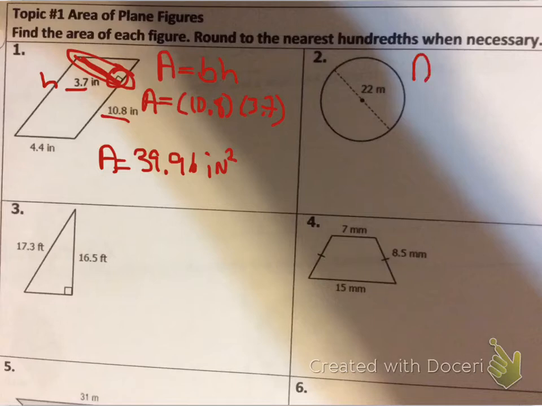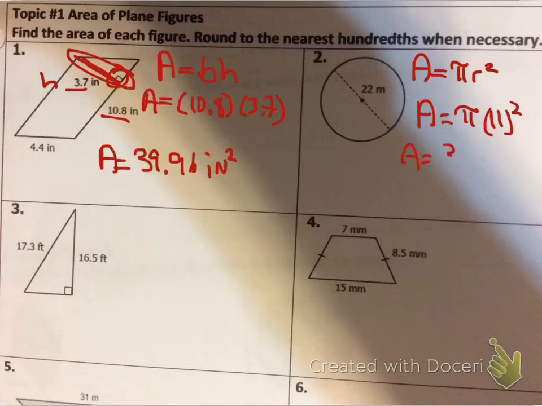Pi r squared. So here now we have a circle. Again, pi r squared. I'm trying to make sure you understand which ones you're using. So this would be pi times 11 squared, and that should give you an answer of about 380.13 meters squared.